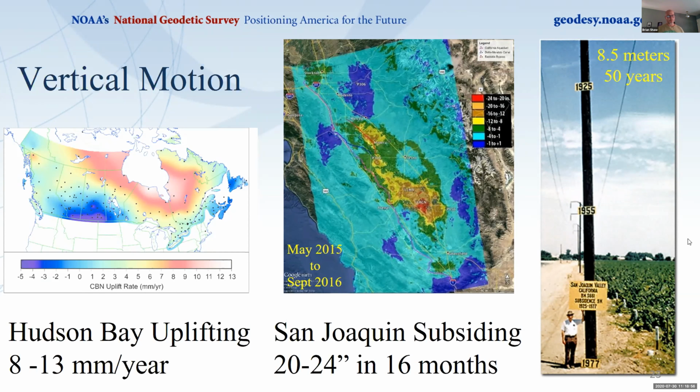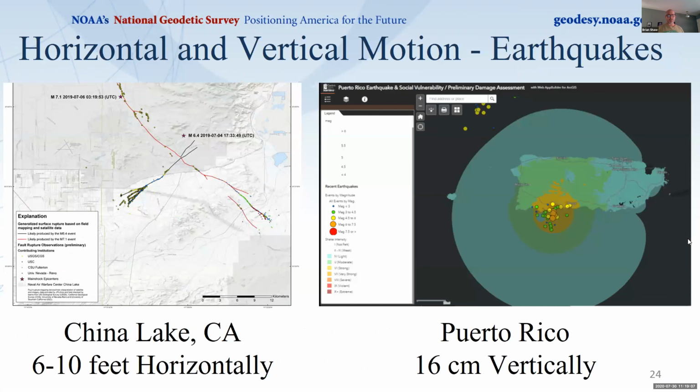And we're using far more water nowadays than we were using back in the 50s and 60s. So having a system to be able to track these changes is very important. Instantaneous changes like the China Lake, California earthquake or the Puerto Rico earthquake caused 6 to 10 feet of horizontal shifting in the China Lake example, and in the Puerto Rico example, 16 centimeters of vertical change instantaneously. And there's still going to be some changes going on even after the earthquake happened as things settle.